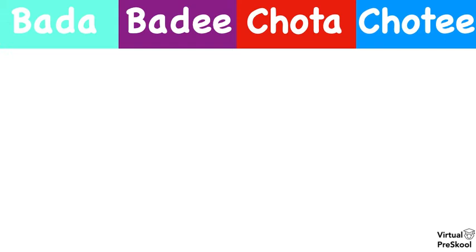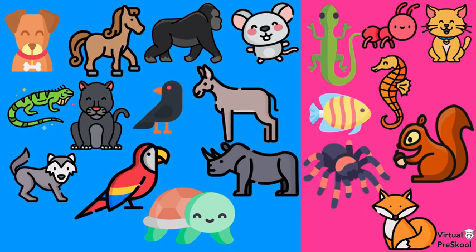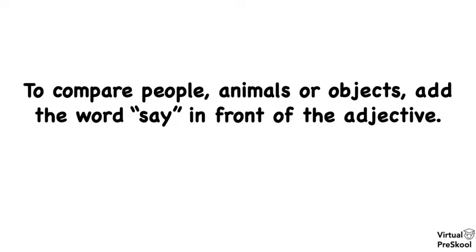You already know these four words: bada, badi, chota, choti. And you already know the rule for when to use each one of them. You know when to use bada, when to use badi, when to use chota, and when to use choti. So now let's review the new word that is used to compare. That word is se. Se. So we're going to put that word se in front of our bada, badi, chota, or choti.